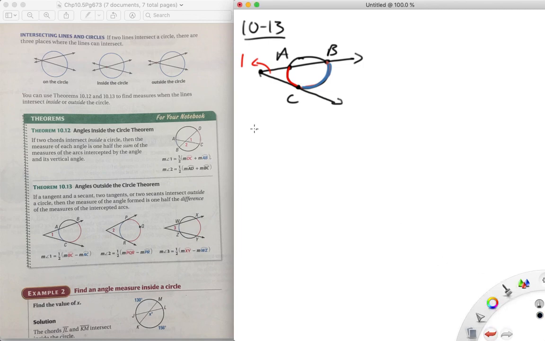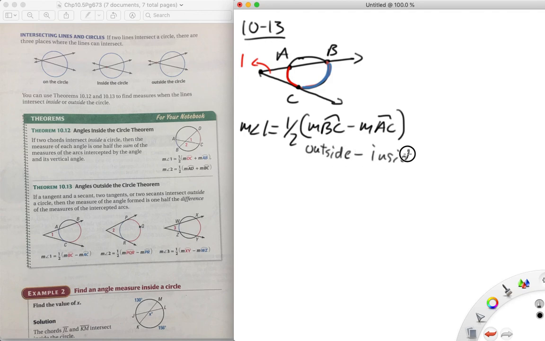So if I wanted to find angle 1, that's going to be half the difference of the arcs. So half the measure of BC, and it has to be BC first, the outside arc, minus the measure of AC, the inside arc. All right, this should not be a negative number. This should always be a positive number. So we always have the outside minus the inside arc, okay? So that's case scenario number 1. We have a chord that goes through 2 points on the circle, and we have a tangent line.